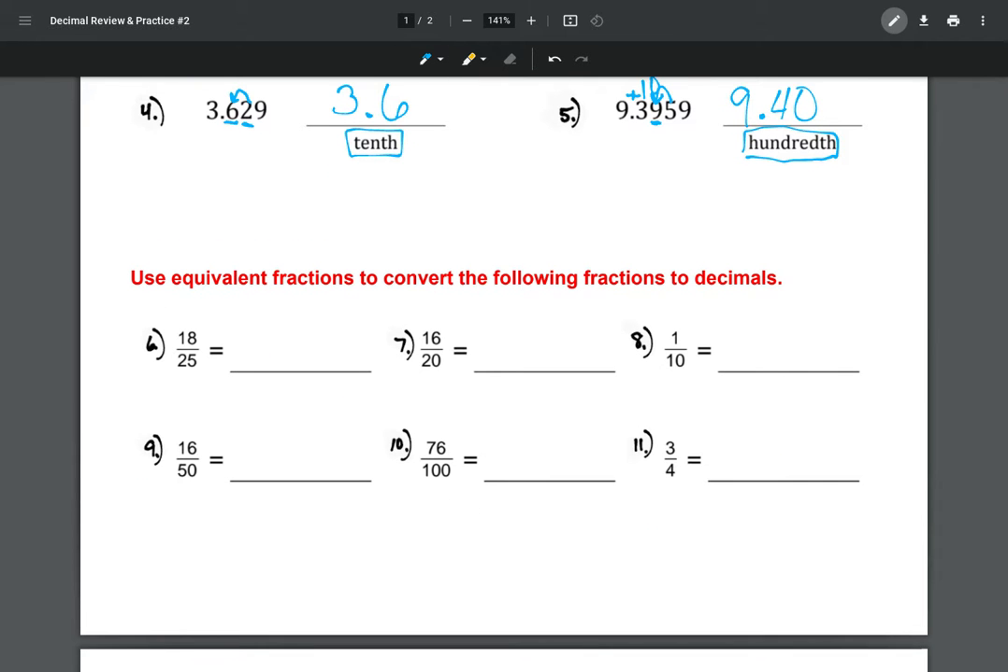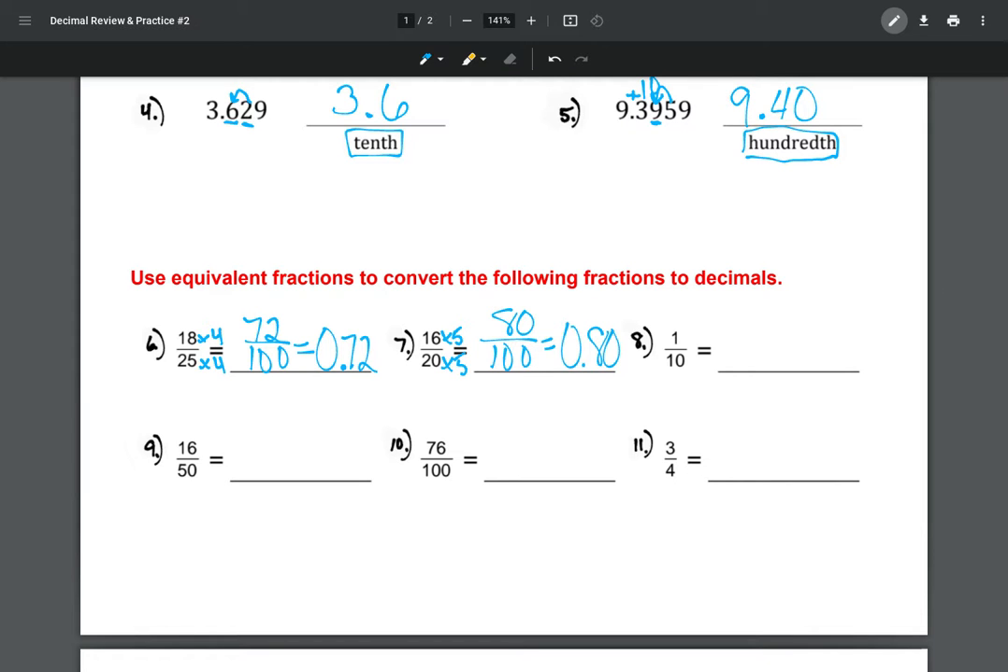Here in the next section, we're asked to use equivalent fractions to convert the following fractions to decimals. So we can turn 25 into 100 by multiplying it by 4. And we'll multiply 18 by 4 as well and get 72 hundredths, which we can write as a decimal. In number 7, we can turn 20 into 100 by multiplying it by 5, which means we have to multiply the 16 by 5, which gives us 80 hundredths. And 80 hundredths can be written as 80 hundredths or 8 tenths.